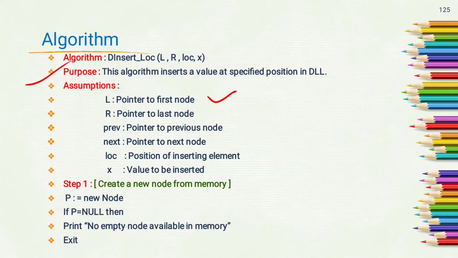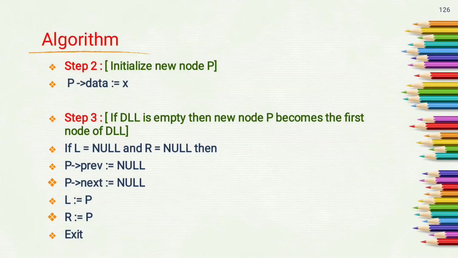Assumption is L points to the first node, R points to the last node, previous points to the previous node, next points to the next node, LOC is the position of the inserting element and X is the value to be inserted. In step 1, first we have to create a node from memory as we do in all insertion algorithms. First by writing P equals to new node. If P is equal to null, then print no empty node available in memory and exit from this algorithm. In step 2, we initialize the new node by writing P arrow data equals to X.